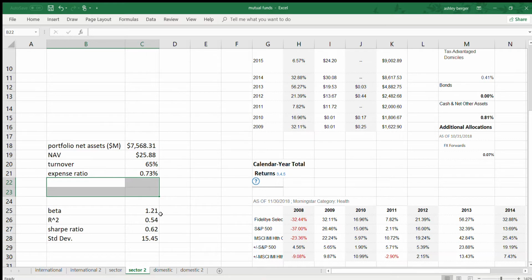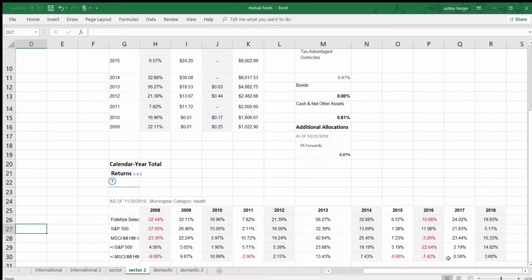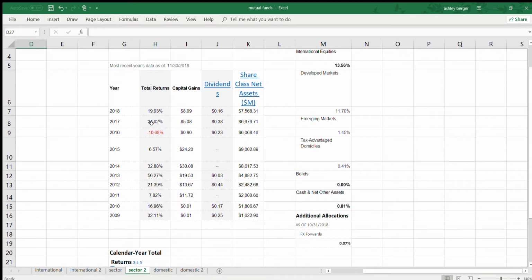The beta is 1.21. R squared is 0.54. The Sharpe ratio is 0.62. And the standard deviation is 15.45. This one's also compared to the S&P 500 and outperformed the S&P 500 for 2017, but massively underperformed for 2016. For 2017, it had 24.02% of total returns, $5.08 of capital gains, and a 38-cent dividend.